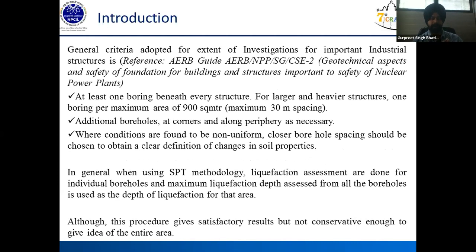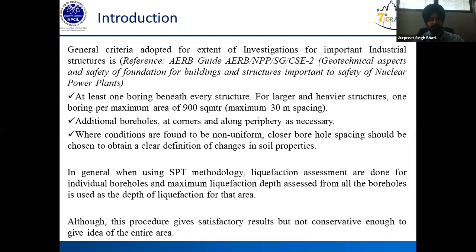The basic criteria, as I was saying, is that there are no fixed guidelines on how much investigation needs to be done. But our AERB CSC 2 code suggests that we should do at least one borehole below every structure. For larger and heavier structures, that is our important structures, we should go for one borehole per 900 square meters, and if the area increases for that building, we should go with more investigation. Apart from that, we should do additional boreholes at corners and along the periphery of the buildings. These are the things which IS 1892 also suggests.